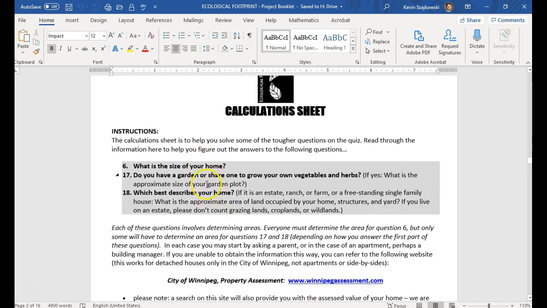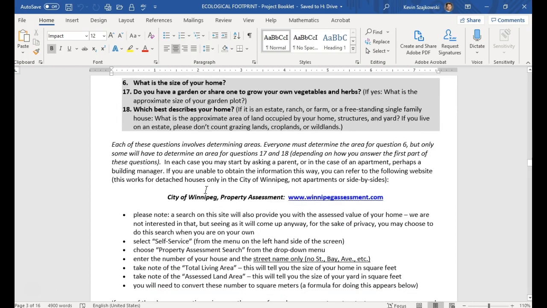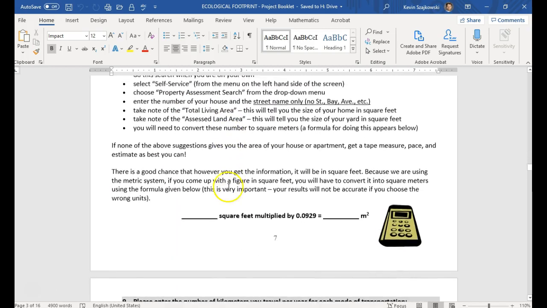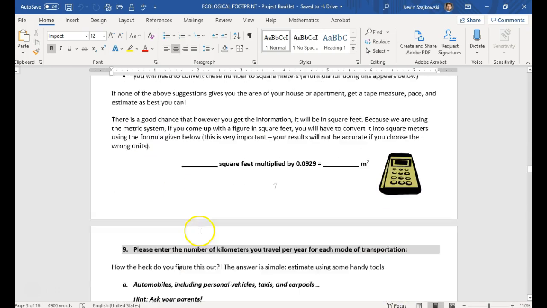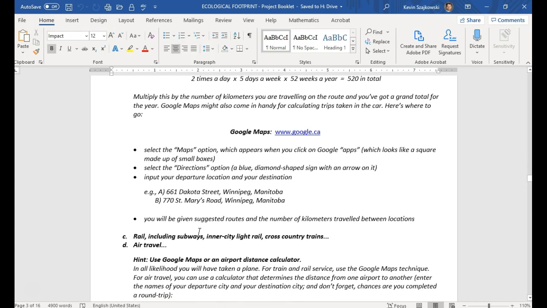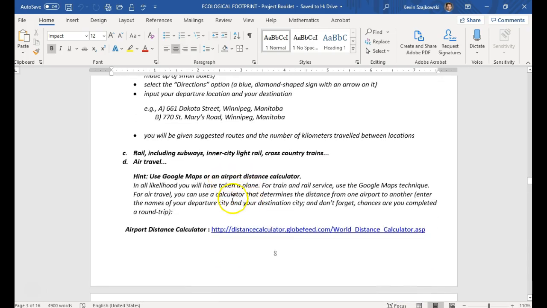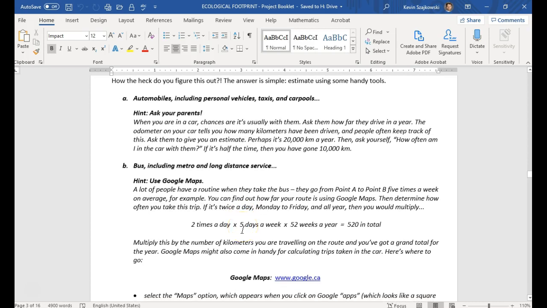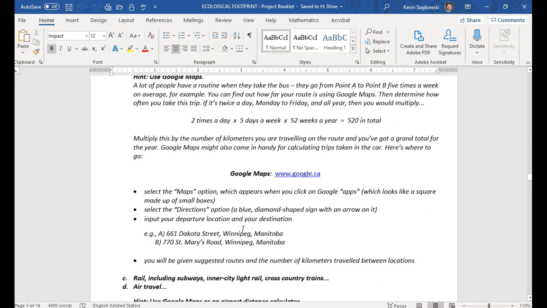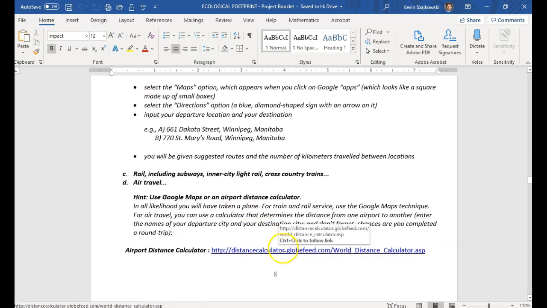Okay, the calculations sheet. Now this is a set of instructions that are designed to help you with 3 of what are likely to be the toughest questions you have to answer: 6, 17, and 18. And these are questions that require some calculation of some sort, and so that's why there's extra help here for people who need it. Okay, so if you find it easy to answer those questions, then you don't even need to worry. The information on pages 7 and 8 here is to help people answer certain questions that typically take more time and more calculating, and there's some links and help here for how to do that if you need it.